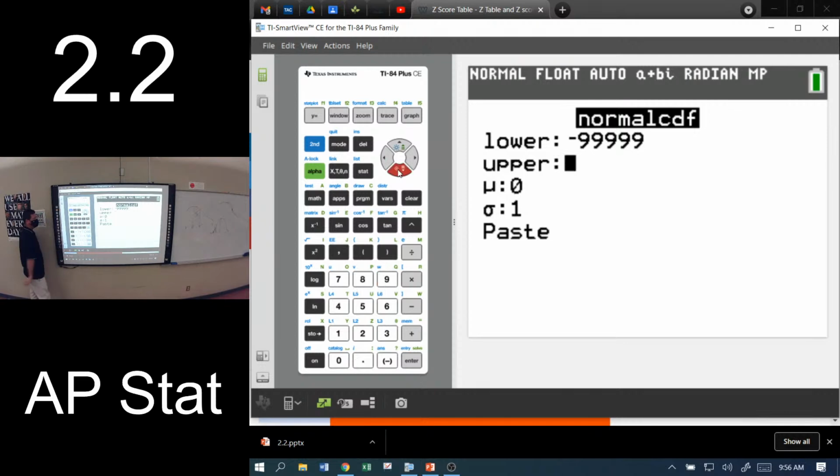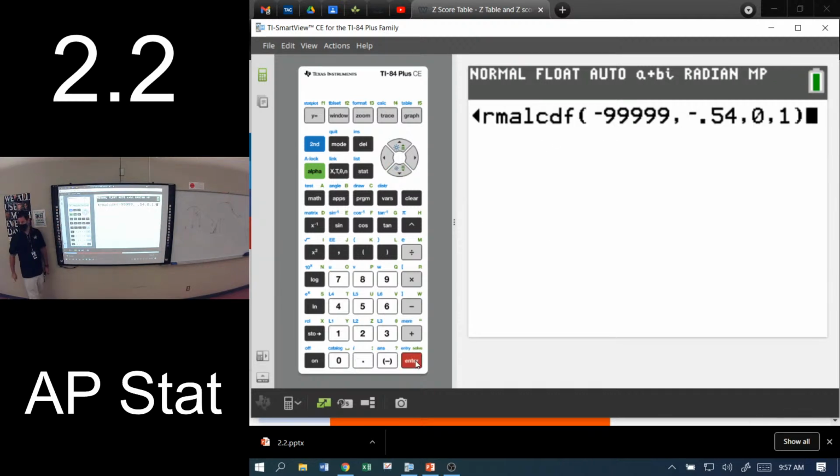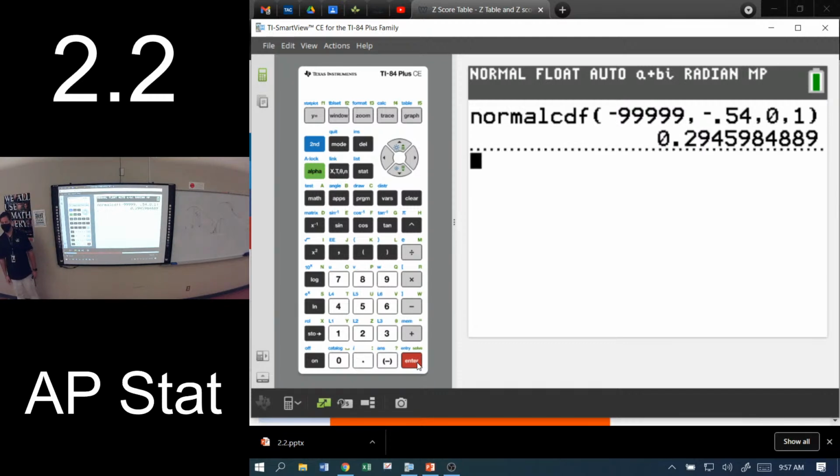Upper. Now this is where things change. I can put one of two things right there. What was the z-score? Negative 0.54? I can put negative 0.54, and the mean will be 0 and the standard deviation will be 1, because that's the standard normal curve. And so if I go down here real quick and hit paste, those of you with the calculators, that's what yours are going to look like with the commas. Enter. There's that 0.2954 that we just found.